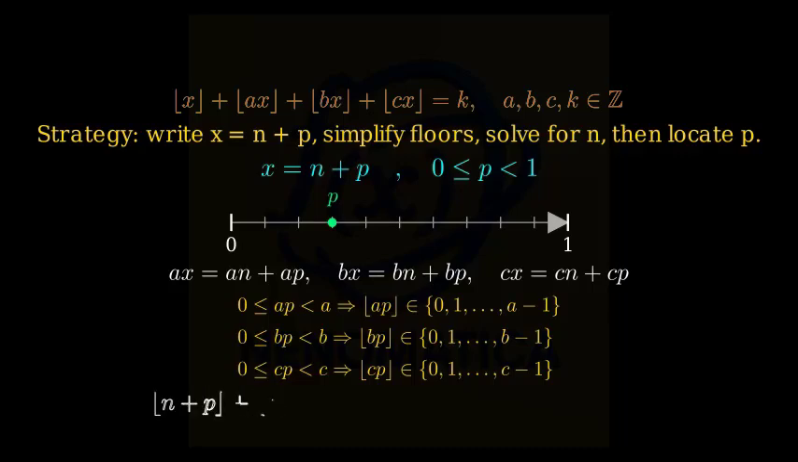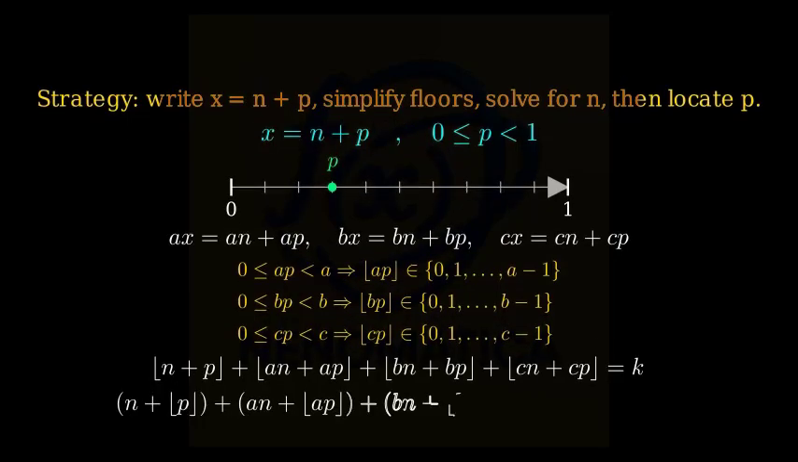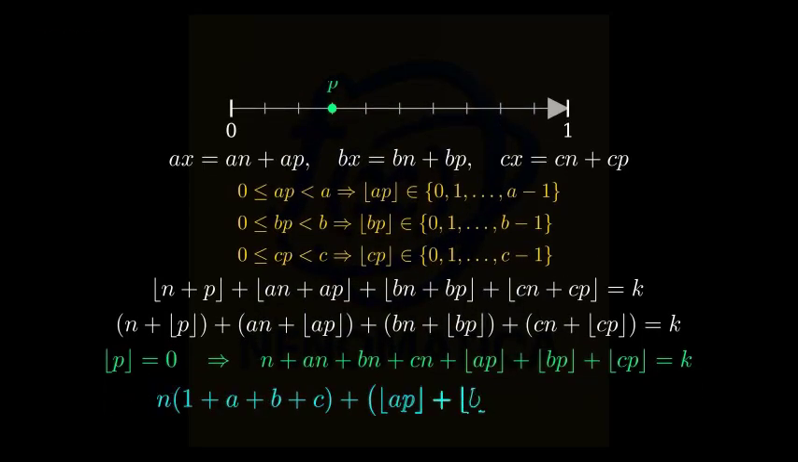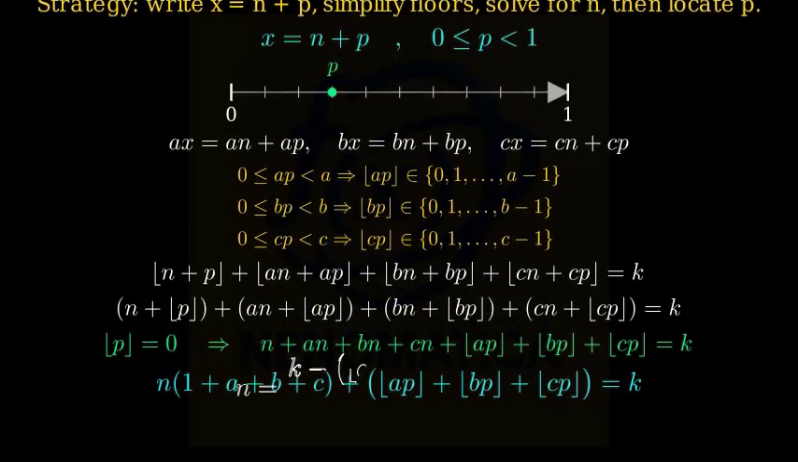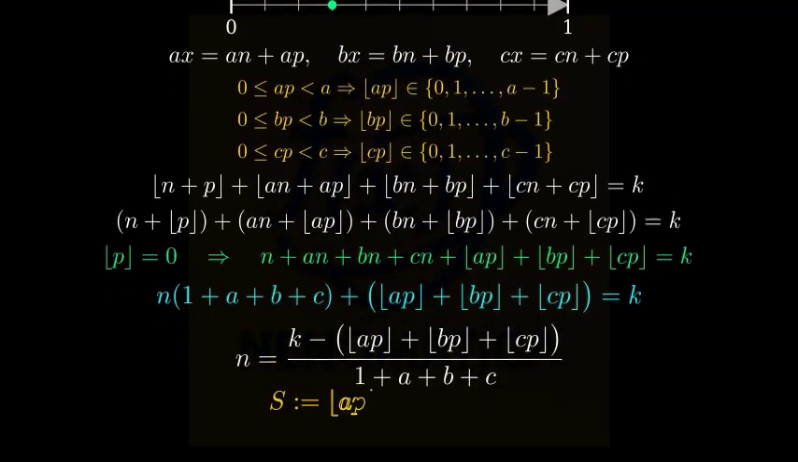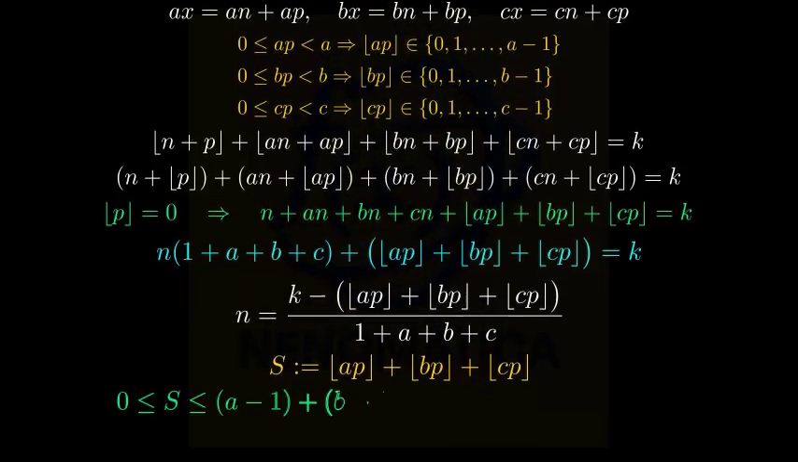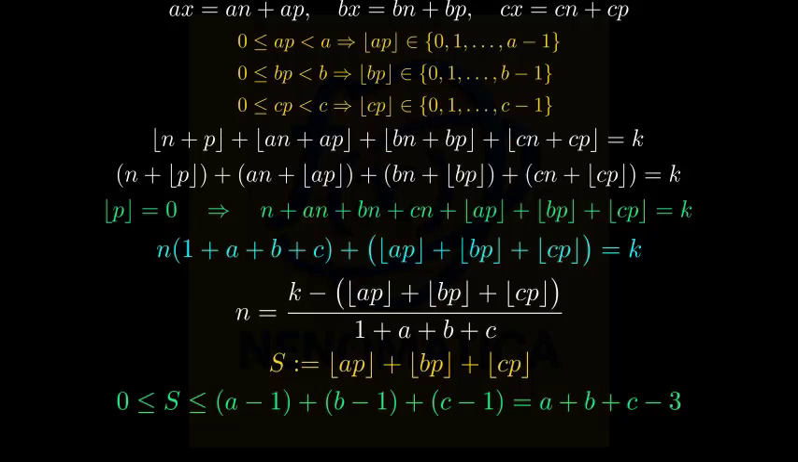Step 3. Substitute x equals n plus p into the original equation. Since n, an, bn, and cn are integers, they pass straight through the floor. Also, the floor of p equals 0, because p is in the interval from 0 to 1. Group the n terms together. Step 4. Solve for the integer part, n. Define S as the sum of the three floor pieces, floor of ap plus floor of bp plus floor of cp. From the ranges, S can be as small as 0 and as large as a plus b plus c minus 3.